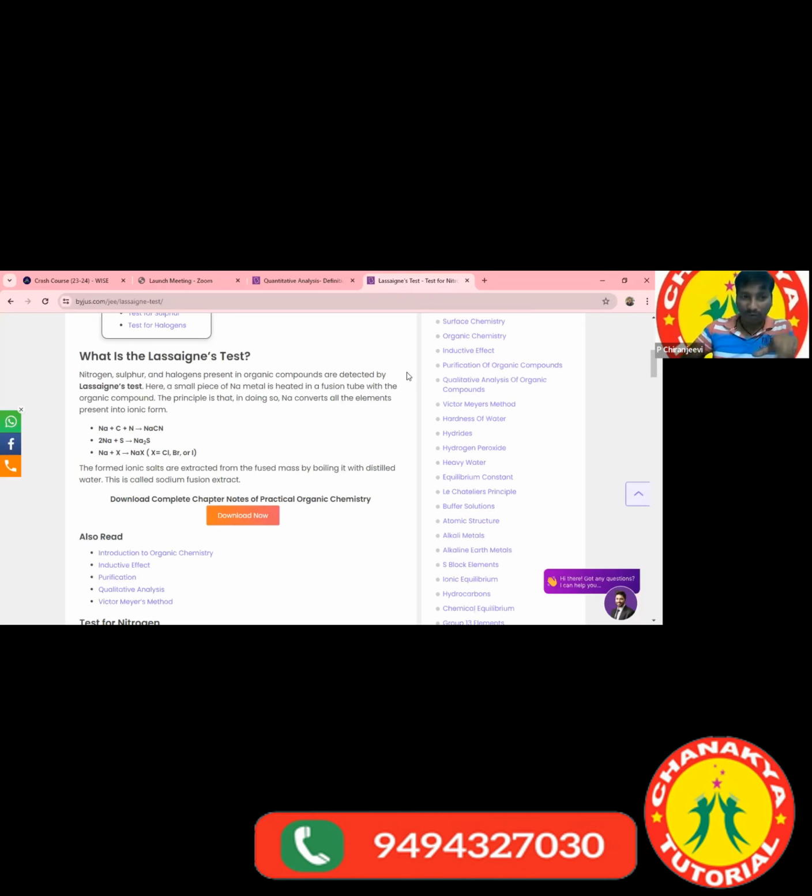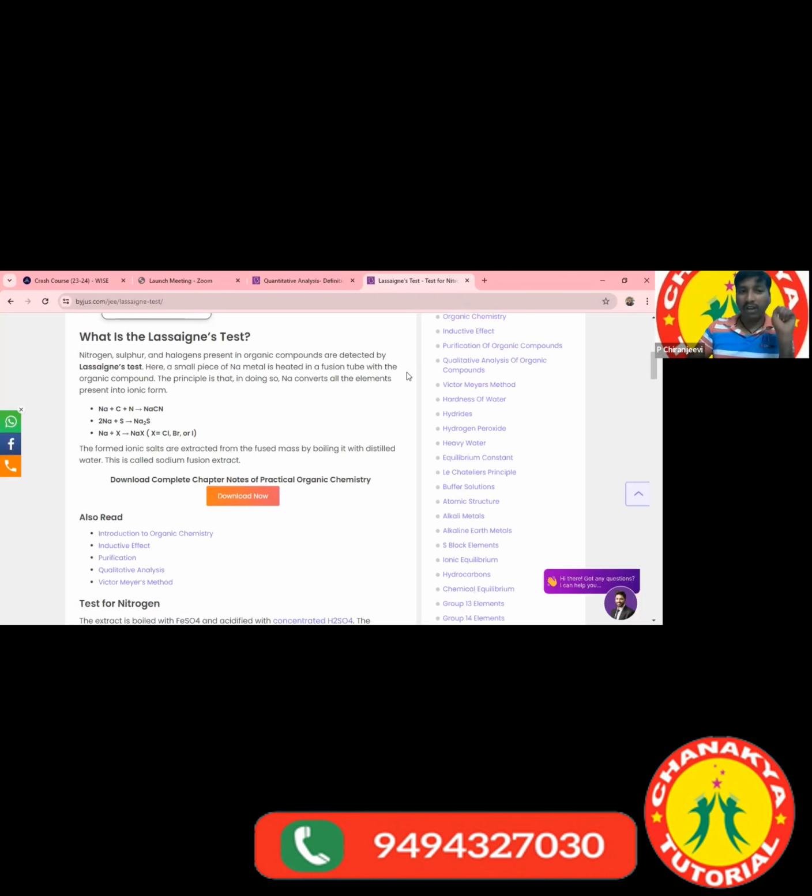Now, here we are going to find out chlorine, bromine, and iodine. Chlorine, bromine, and iodine are present in the form of sodium halides, and sulfur is present in the form of sodium sulfide. Nitrogen combines with carbon, because an organic compound contains carbon as its major element. Carbon and nitrogen combined together form sodium cyanide.